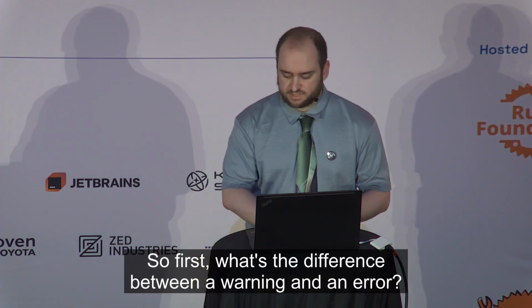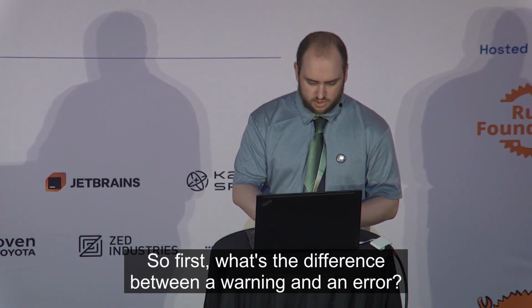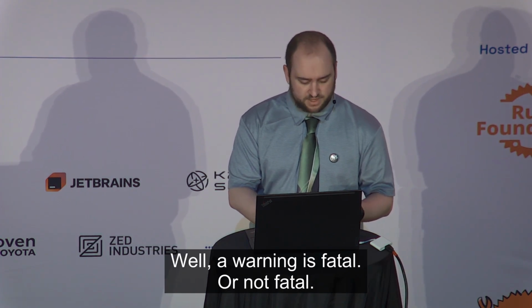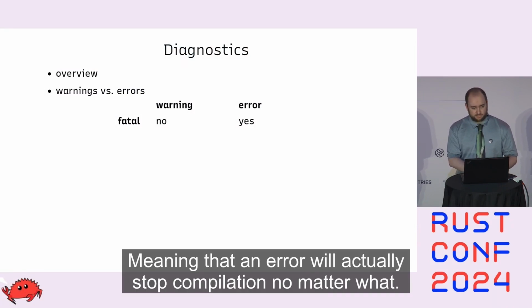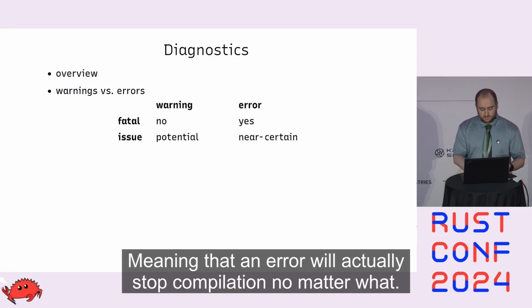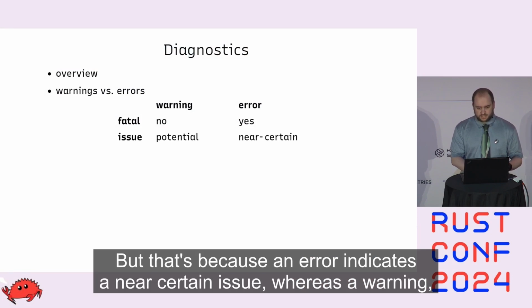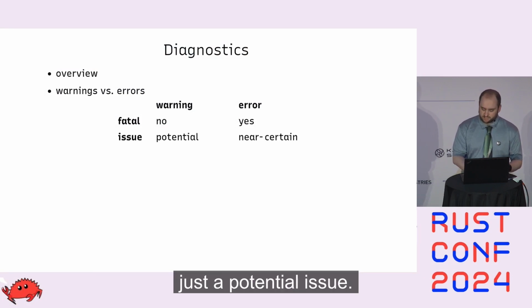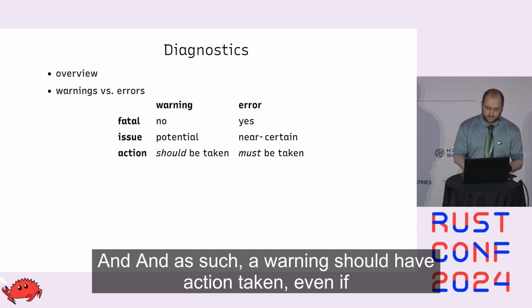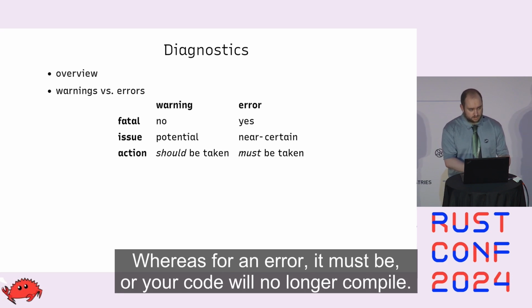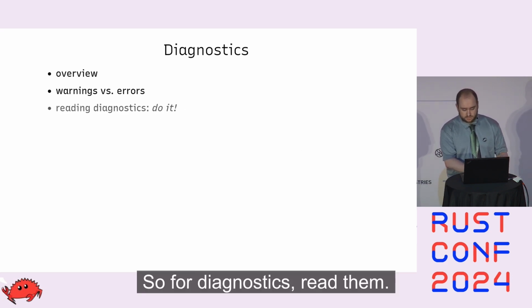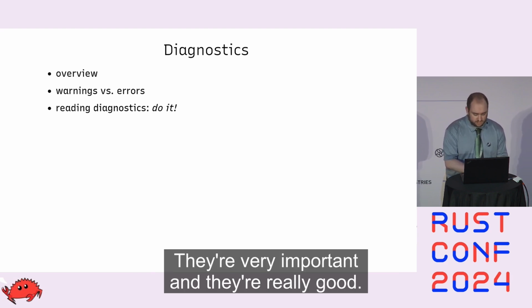So first, what's the difference between a warning and an error? Well, a warning is not fatal. An error is fatal, meaning that an error will actually stop compilation no matter what. But that's because an error indicates a near certain issue, whereas a warning is just a potential issue. And as such, a warning should have action taken, even if that's just silencing it. Whereas for an error, it must be fixed, or your code will no longer compile. So, for diagnostics, read them. They're very important and they're really good.